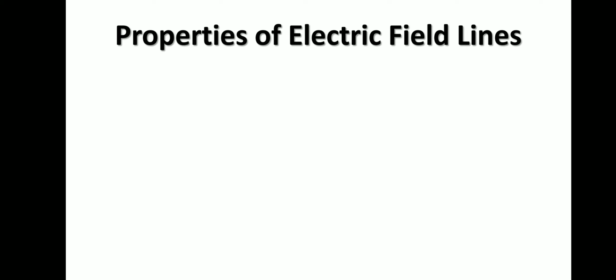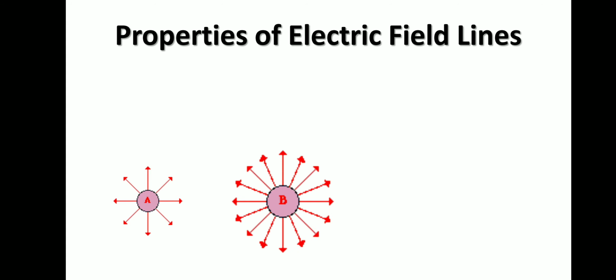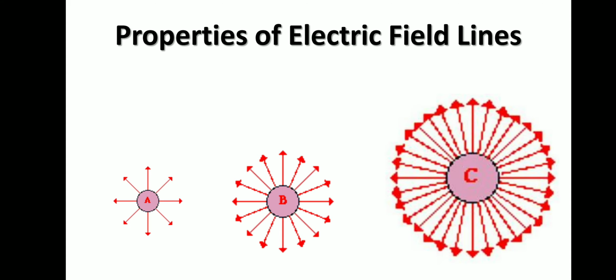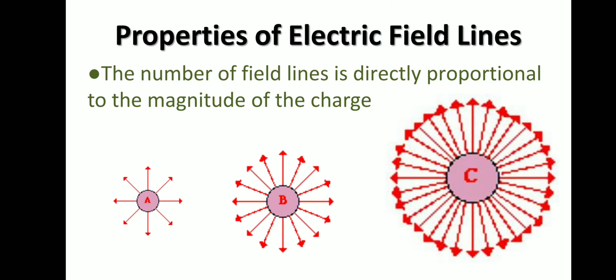Moving to the next property. Watch here. Here I can see a small charge which is associated with some electric field lines. Next one, a bigger charge which is associated with some more electric field lines. And the next one, the largest one, is associated with the largest number of electric field lines. In this way, we can see that the higher the amount of the charge, the higher the number of electric field lines. So we can say that the number of field lines is directly proportional to the magnitude of the charge.